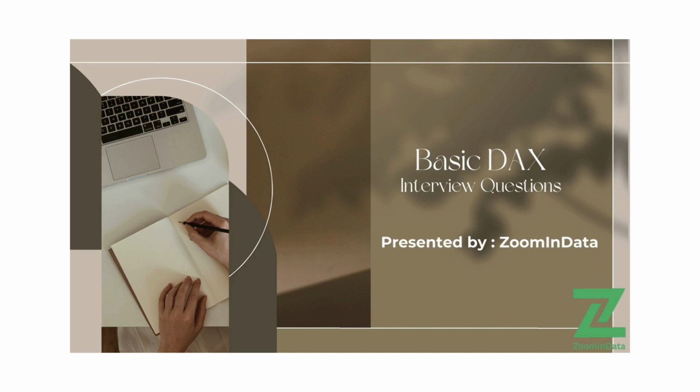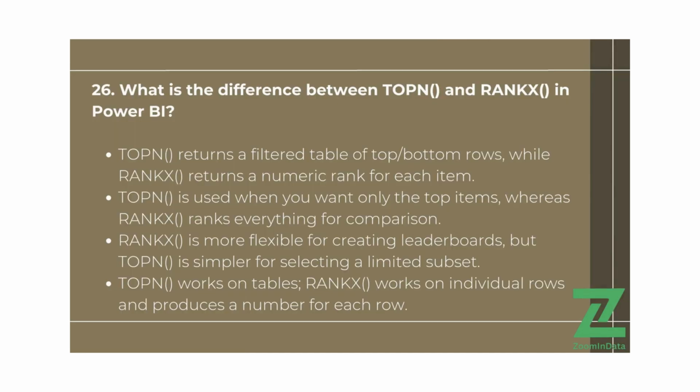What is the difference between TOPN and RANKX in Power BI? TOPN returns a filtered table of top or bottom rows, while RANKX returns a numeric rank for each item. TOPN is used when you want only the top items, whereas RANKX ranks everything for comparison. RANKX is more flexible for creating leaderboards, but TOPN is simpler for selecting a limited subset. TOPN works on tables. RANKX works on individual rows and produces a number for each row.